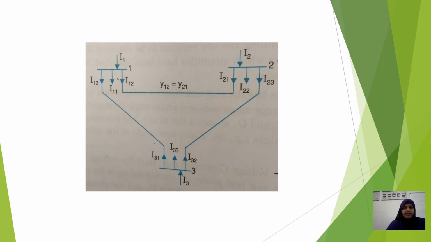So I am writing the equations at bus 1, 2, 3. Entering current is equal to leaving current. So at bus 1, entering current is I1, leaving currents are I12, I11 and I13. Similarly at bus 2, entering current is I2, leaving currents are I23, I22 and I21. At bus 3, entering current is I3 and leaving currents are I31, I33 and I32.